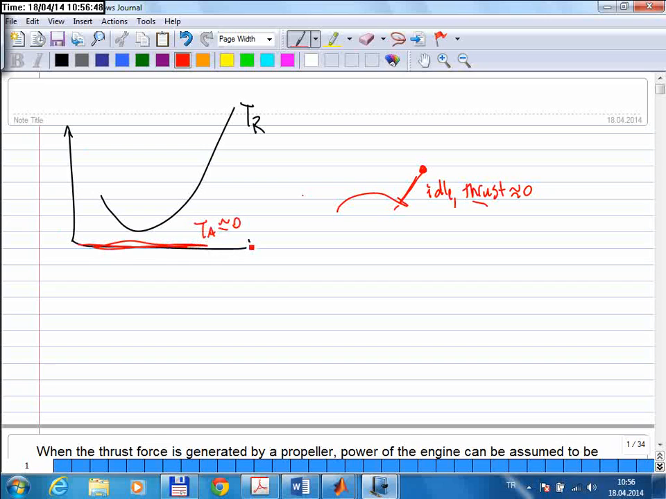So for takeoff, the pilot sets the throttle to maximum, right? So let me use a different color. Let me pick this green color. So this is 100% throttle setting. And at that point, the engine will be producing the maximum thrust they can produce. And let's say the maximum thrust value is somewhere around here. So this is TA max.